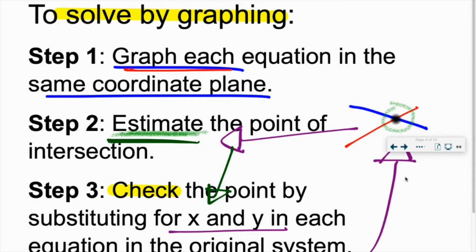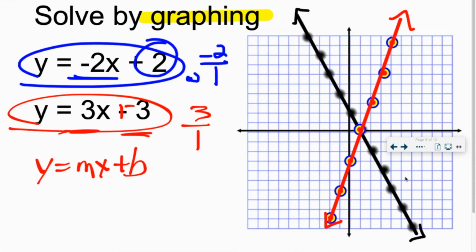Now, that was step one. We were to graph each equation. Now step two says to estimate the point of intersection. So that's where we're going to come over to here. Where did they intersect? Right there. I'm going to put a little happy face there.